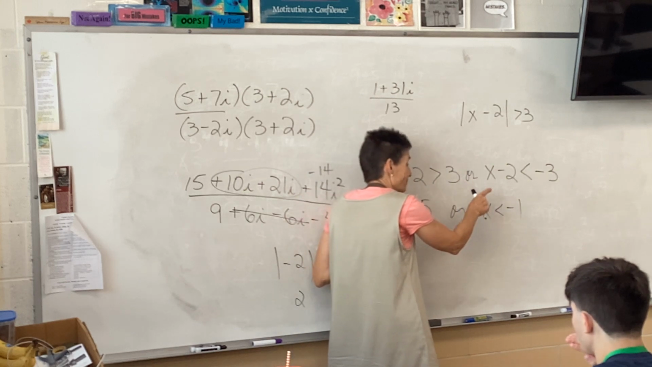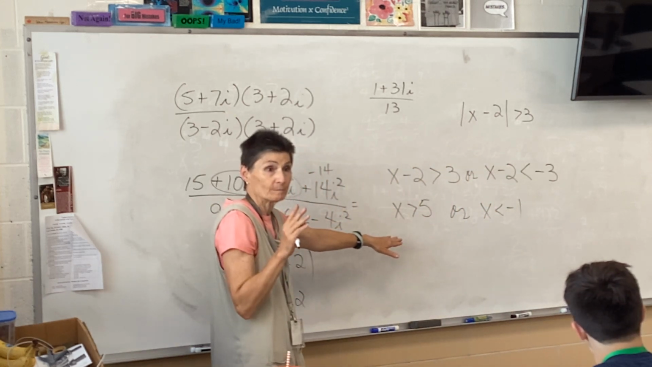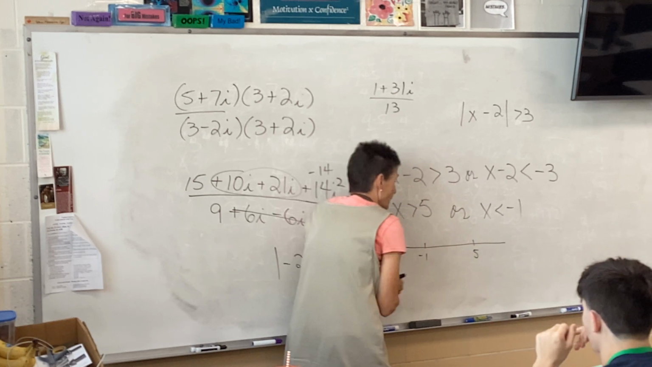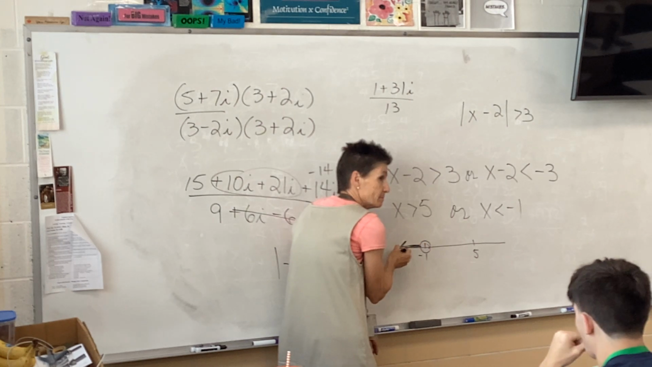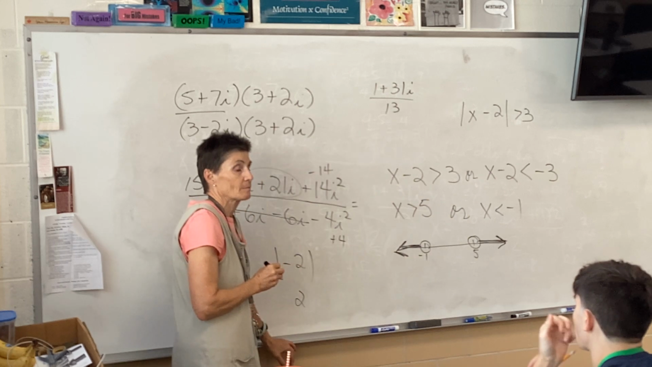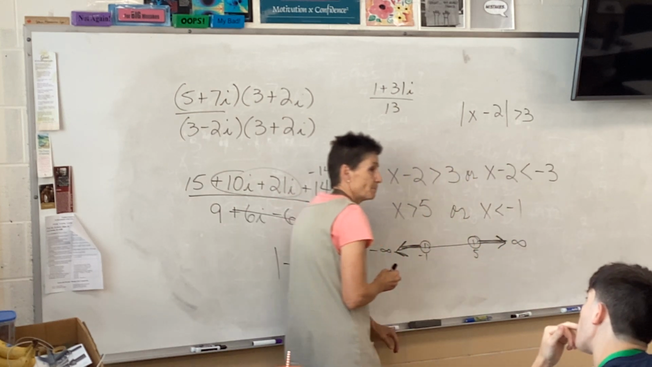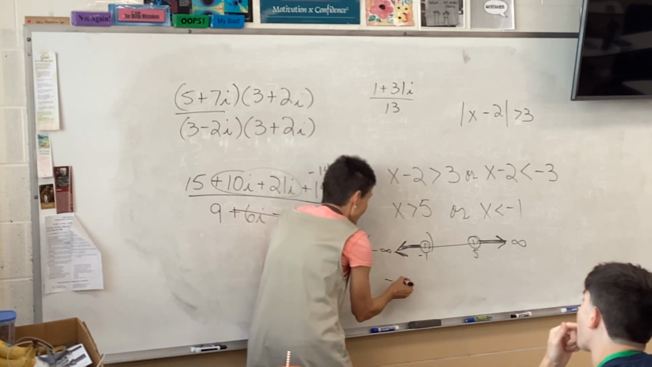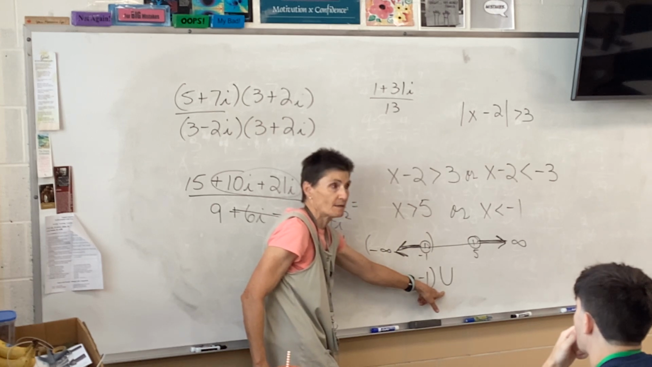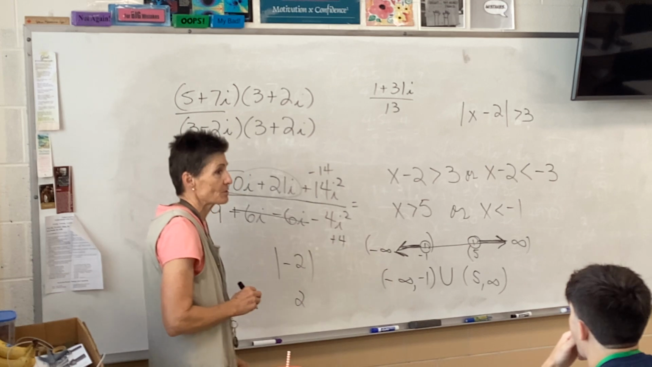Then I solve each one of these. So I add 2, and this is what I come up with as my answer so far. Now what does that look like on the number line? Well, here's 5, here's -1. It says I have to be less than -1, and I have to be greater than 5. So my answer, here's -infinity, here's +infinity. My answer is this interval, -infinity to -1, or, and that's the mathematical symbol for or, it's called the union symbol, or this interval, 5 to infinity. That's the answer to the problem.